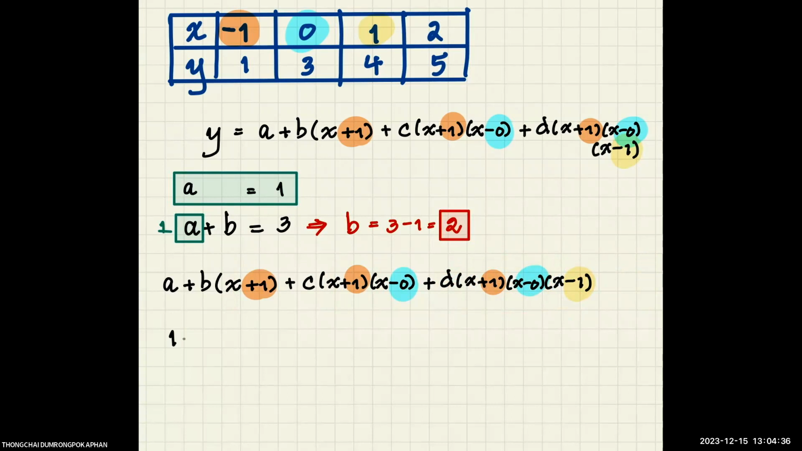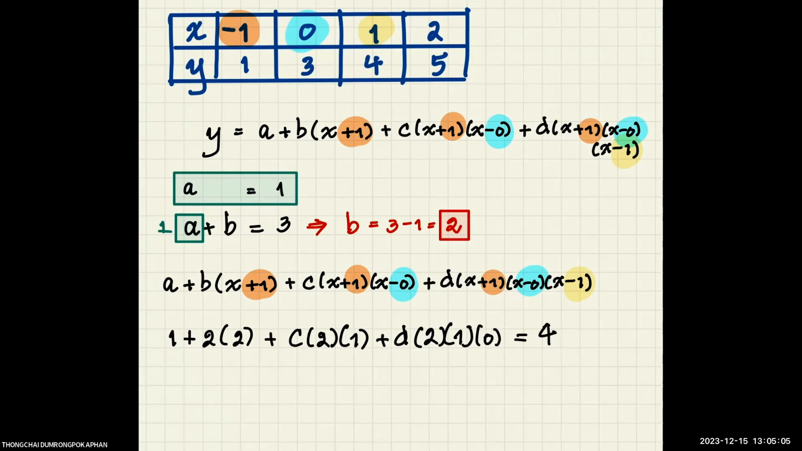A is 1. B is 2, times x is 1. 1 plus 1 is 2. Plus C times 1 plus 1 is 2, 1 plus 0 is 1. Plus D times 2 times 1, 1 minus 1 is 0. Okay. Equal to 4. Okay. So now this is 0.